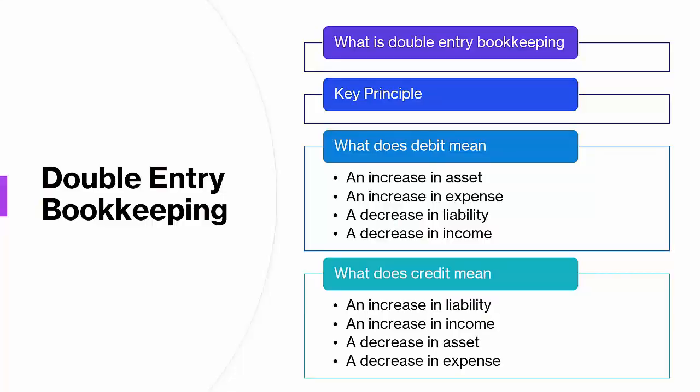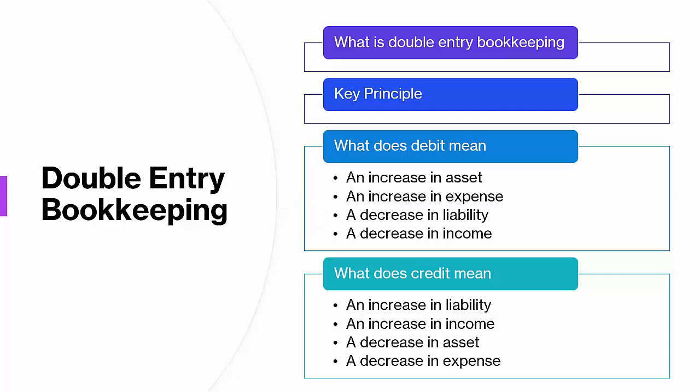Understanding debits and credits. Debit, left side. A debit can represent any of the following. An increase in an asset. For example, buying office furniture increases your assets, so it's recorded as a debit. An increase in an expense. Paying rent or wages increases your expenses, which is a debit. A decrease in a liability. For instance, paying off a loan reduces your liabilities, so it's recorded as a debit.